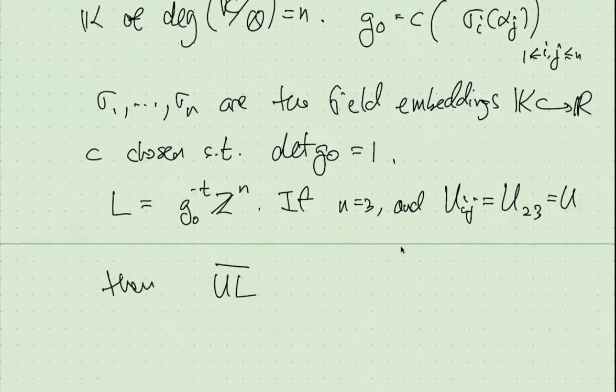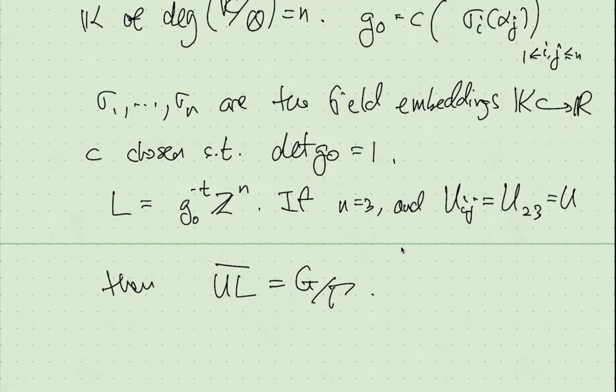Then this orbit is dense. Okay, statement clear? Any questions about the statement? I think, as for me, it is clear. Yes, okay, wonderful. I have only one question.